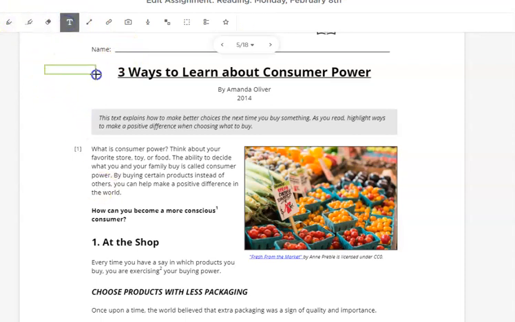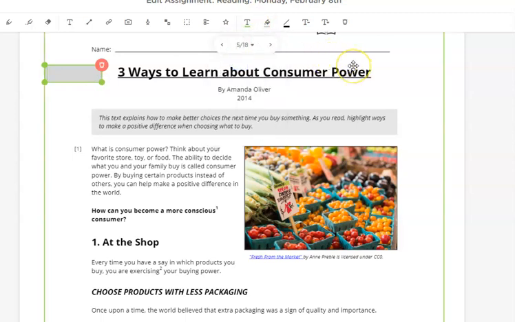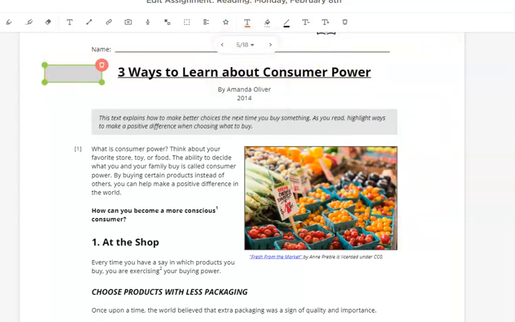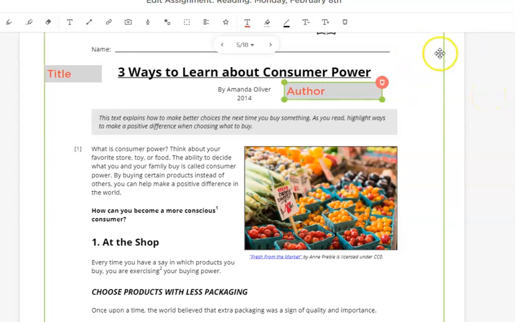So go ahead, let's grab our text tool and let's make it green. And I want you to write, or blue, I think you have red, blue, and black, I believe. So let's make it red. This is our title. We'll label our title. Down here where it says by Amanda Oliver, Amanda Oliver is our author. Go ahead and type in author.